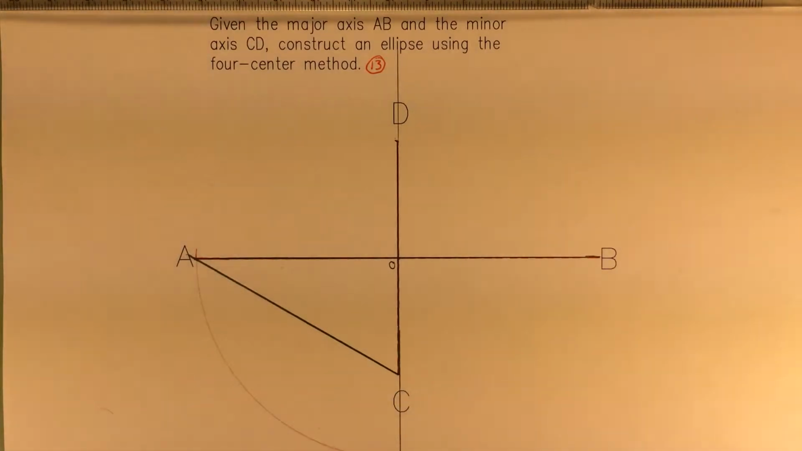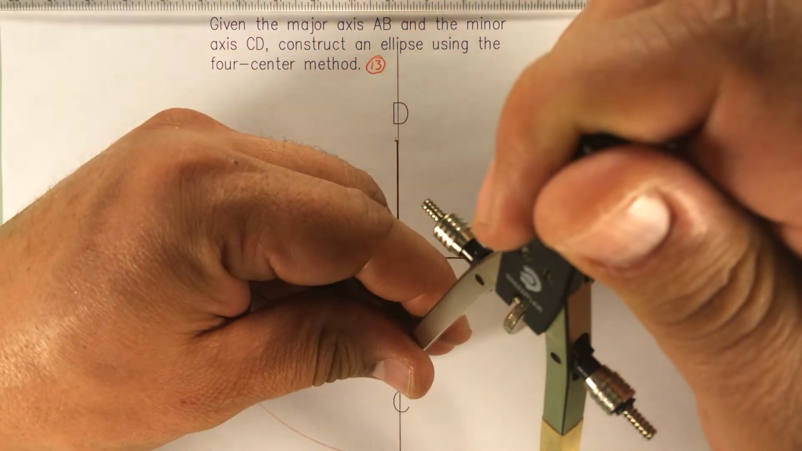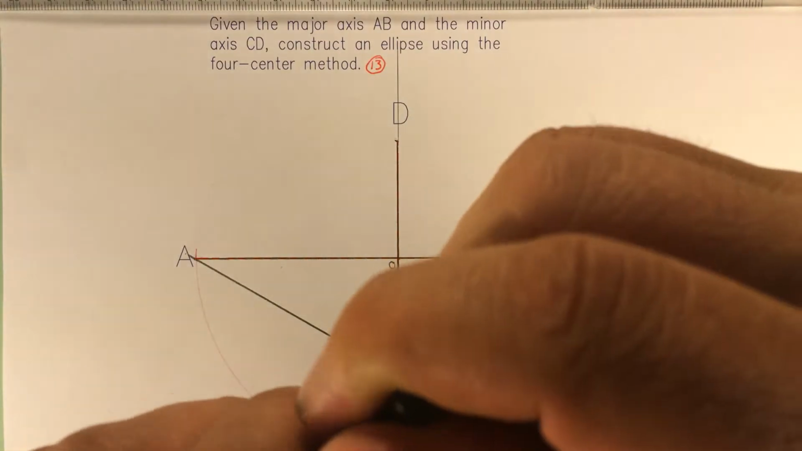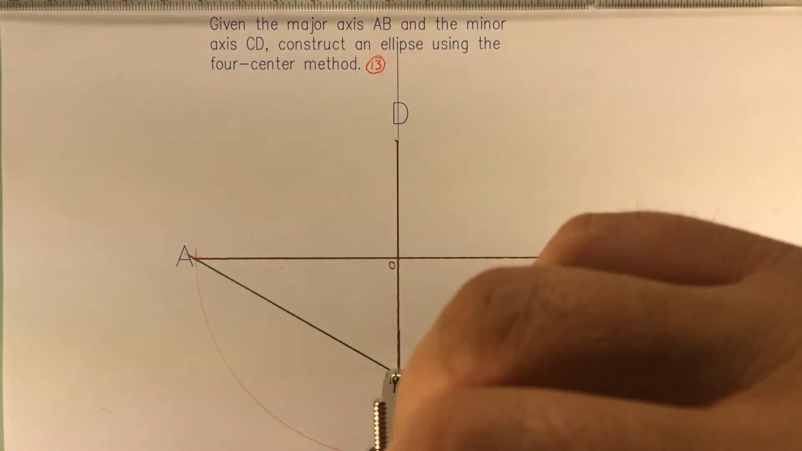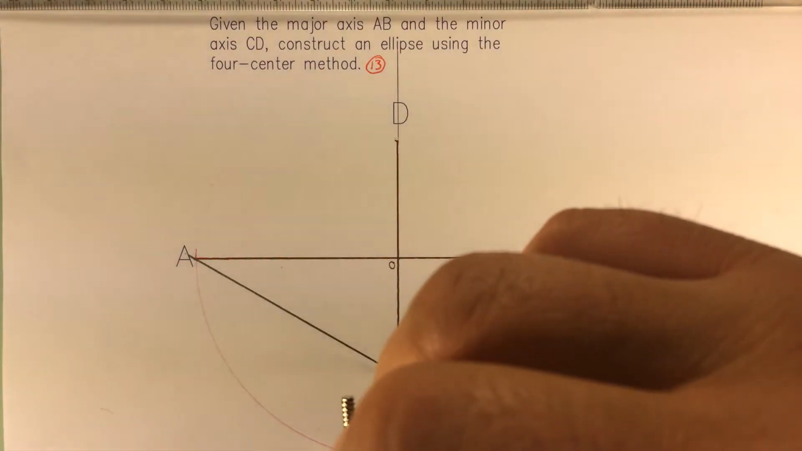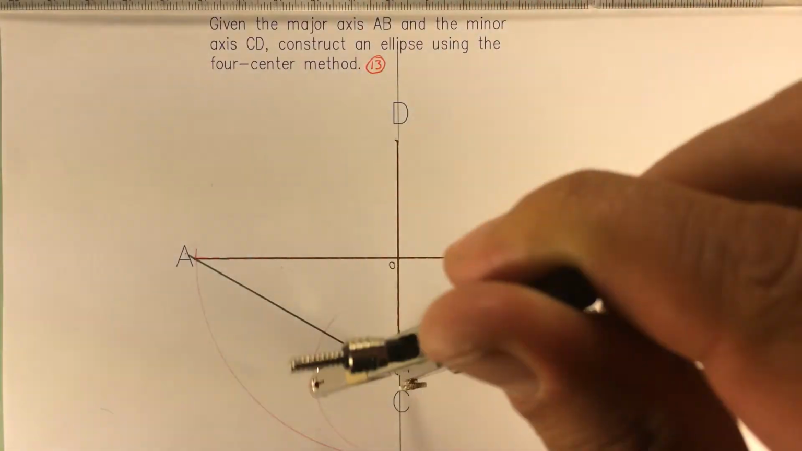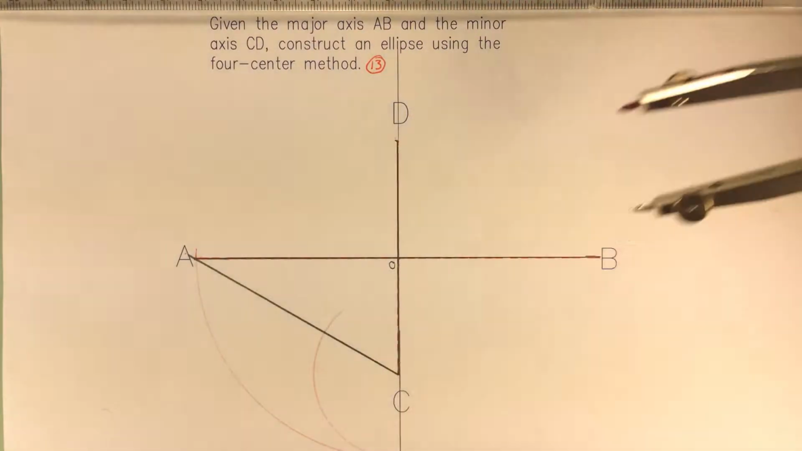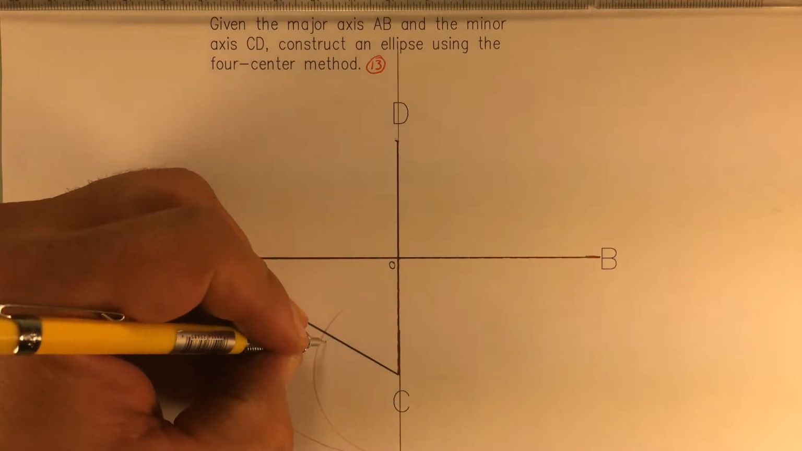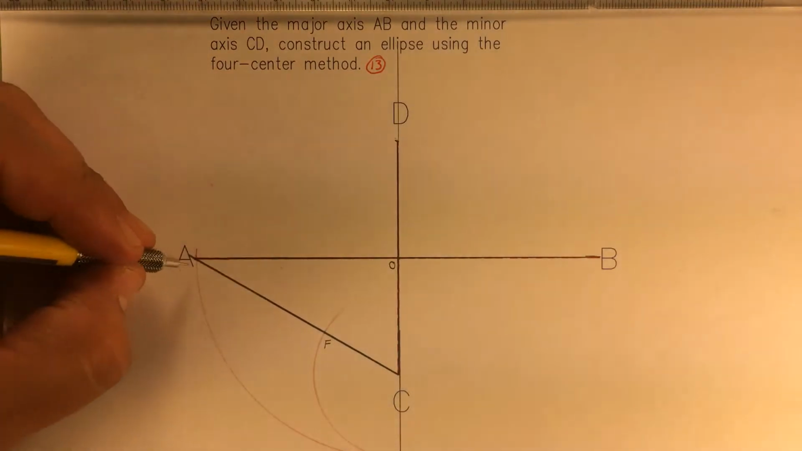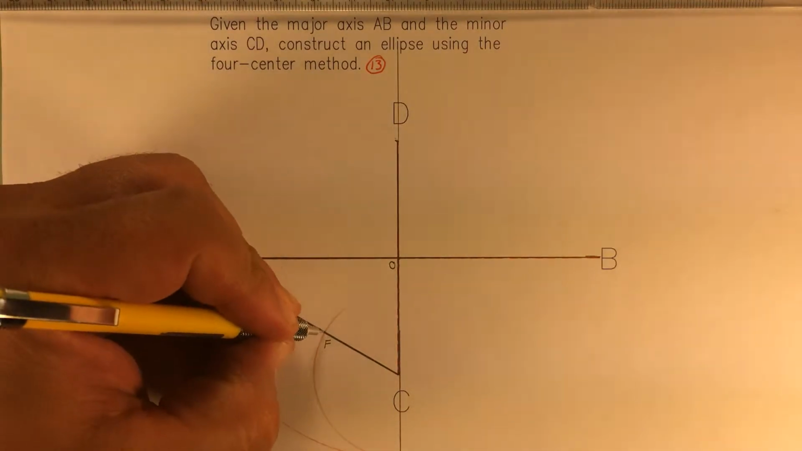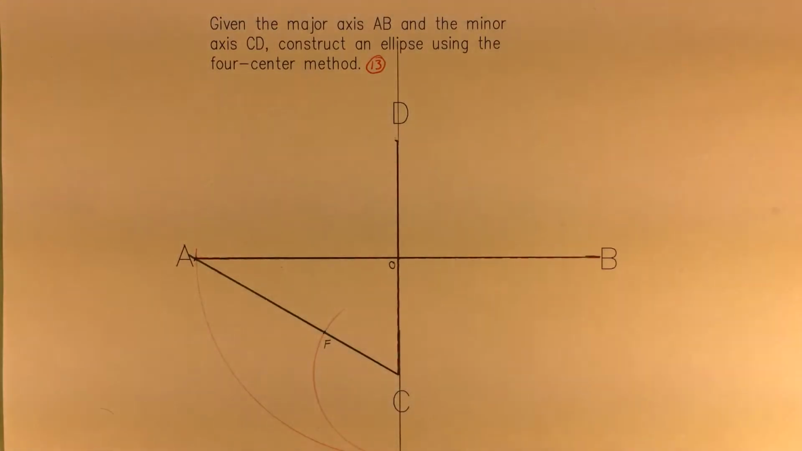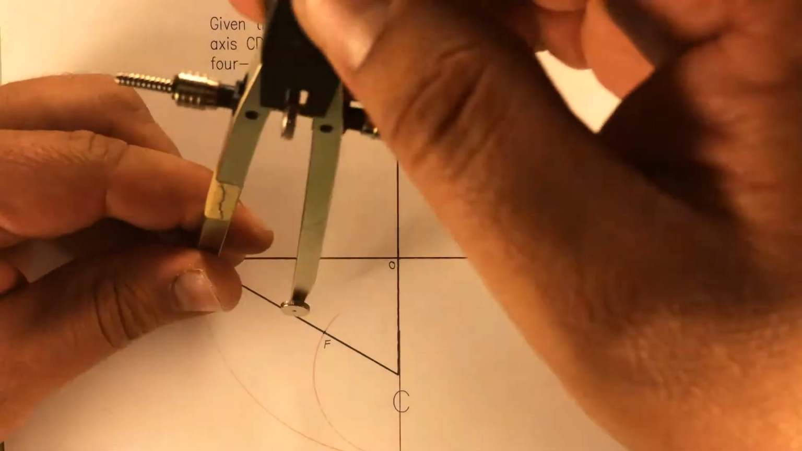From point E, using C as the center, to E as the edge of the radius, we're going to bring an arc here. That's going to create point F. Now we have a length from point A to F. We are going to do a perpendicular bisector.